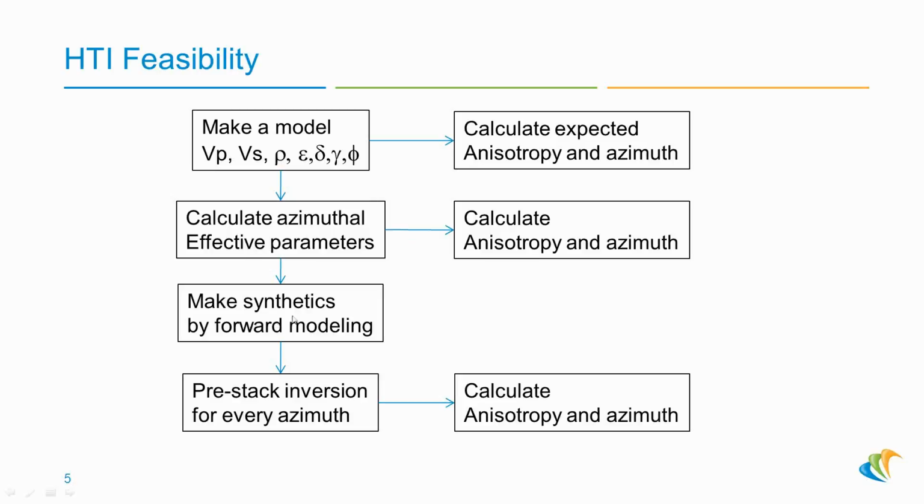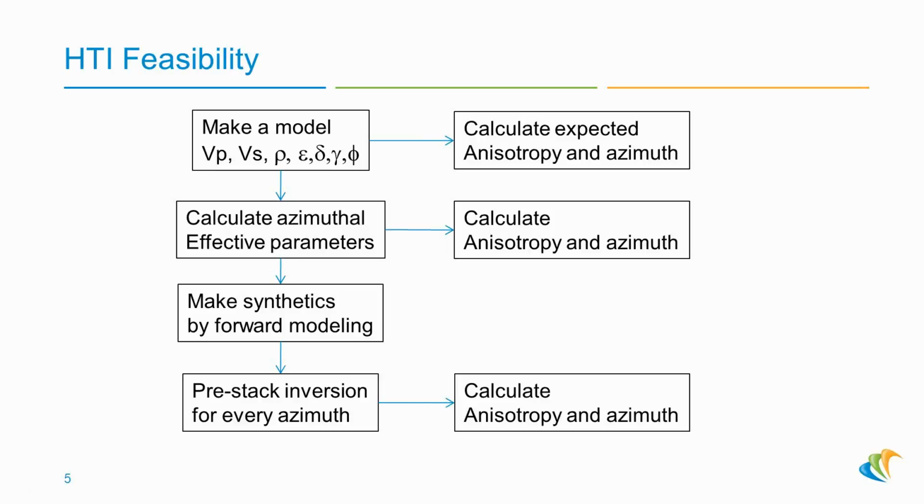The next step is that we go through synthetic forward modeling and pre-stack inversions for every azimuth. And then again, after that, we can use that same elastic volume evaluator to calculate the anisotropy and the azimuth. So going through the workflow, there are three places where we can see what we're going to get out of the inversion.